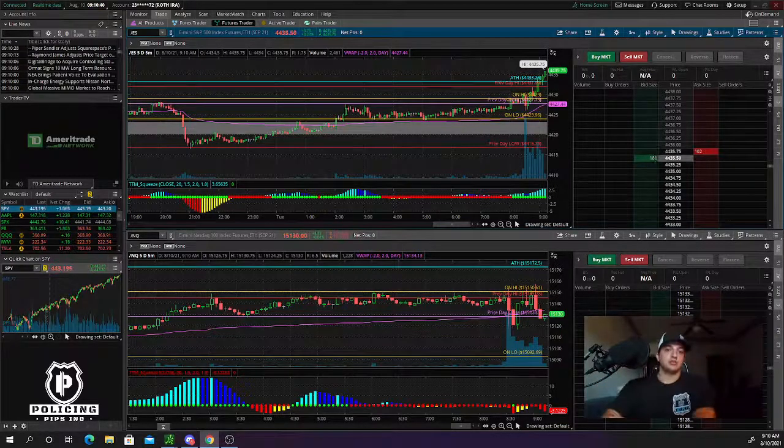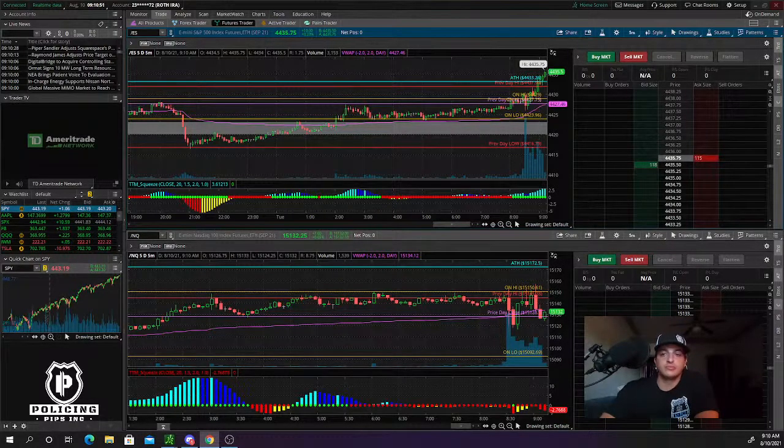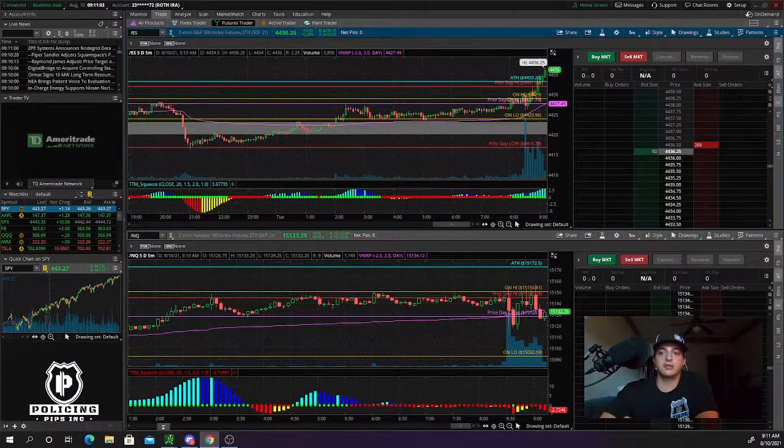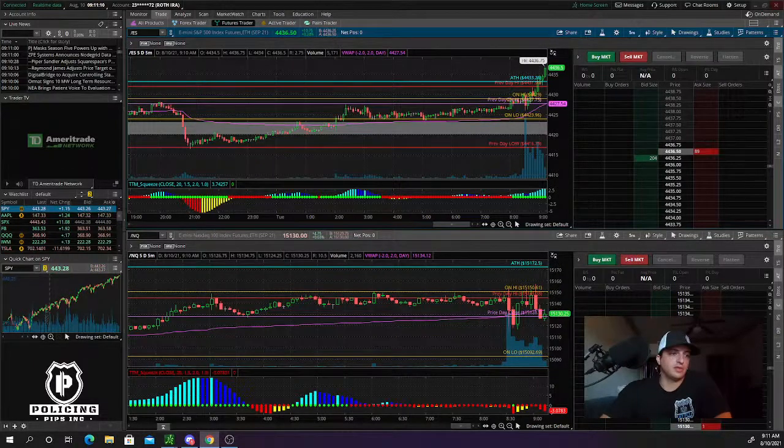I didn't mean to put on two positions, so I'm just going to manage it properly and then see what happens from here. Giving myself back green for the day would be nice, and then work on that. Could get a nice rip to the upside in a second. It's just going to reject that VWAP.